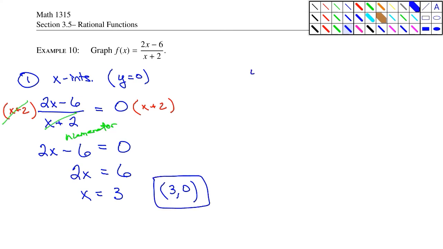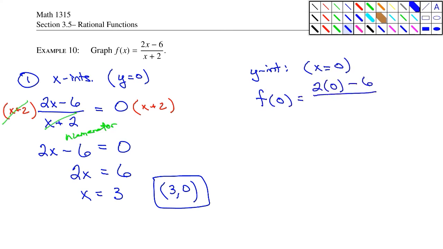Let's find the y-intercept. The y-intercept is when x is equal to 0. So we're going to have f of 0 is equal to (2 times 0 minus 6) over (0 plus 2). You work that out and you get -3.